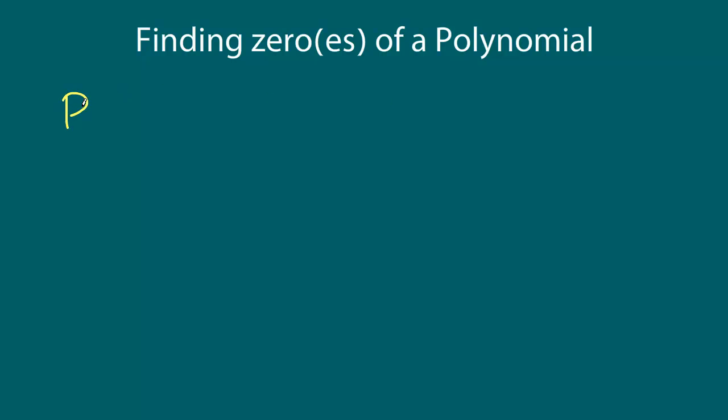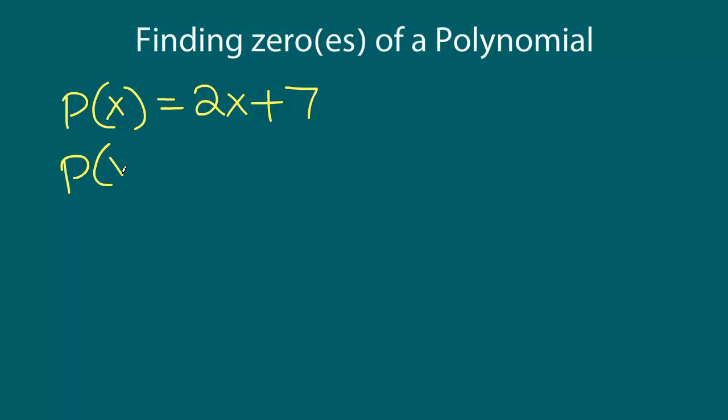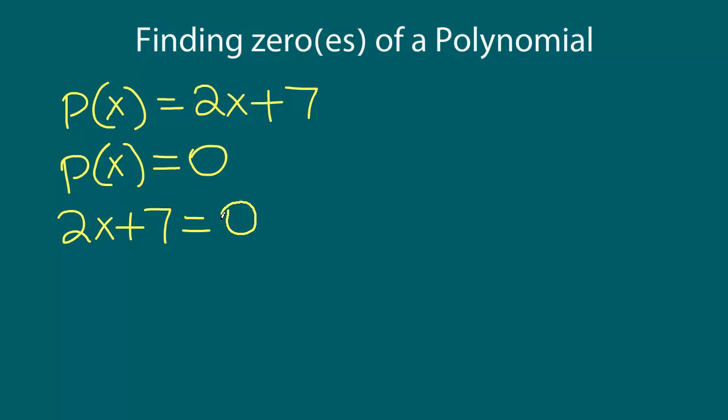Say this time our polynomial p(x) is, let's say, 2x plus 7, and we are asked to find the zero of this polynomial. So what we will do is simply equate our polynomial, p(x) equals 0. So we will convert our polynomial to a polynomial equation, and then we will solve for the variable. So we will have 2x plus 7 equal to 0.